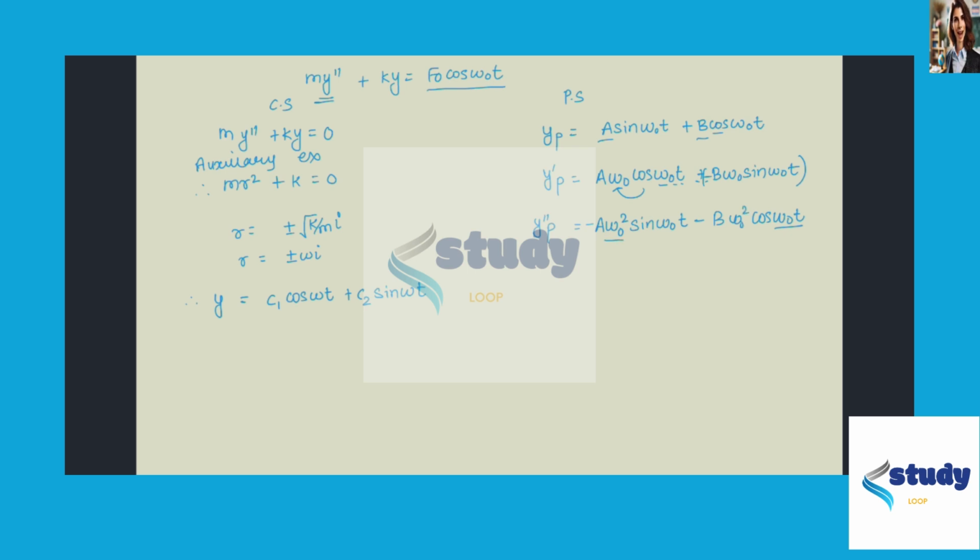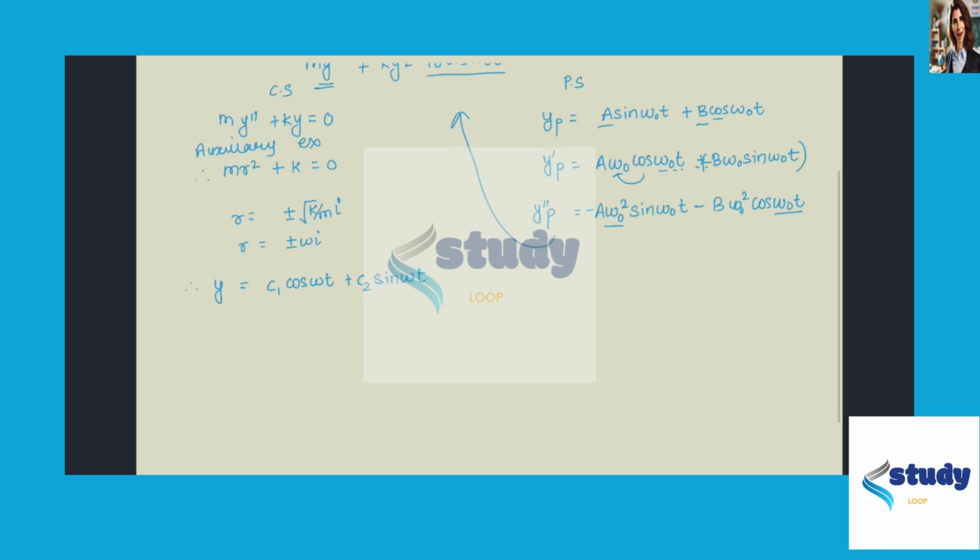So now we have it, we'll substitute in here. So we get m times yp double dash, which is minus a omega naught square sine omega naught t minus b omega naught square cos omega naught t, plus k times yp, which is a times sine omega naught t plus b times cos omega naught t, equals f naught cos omega naught t.